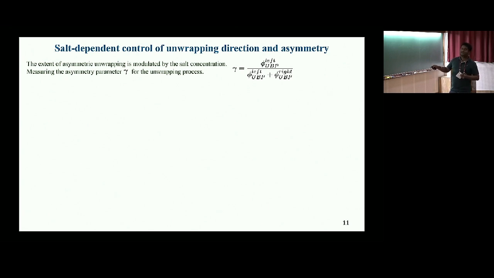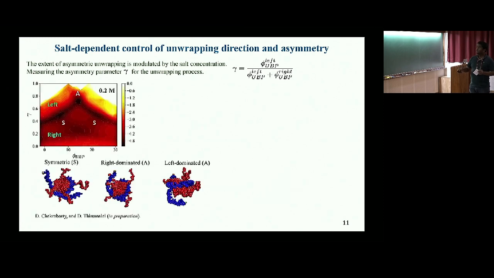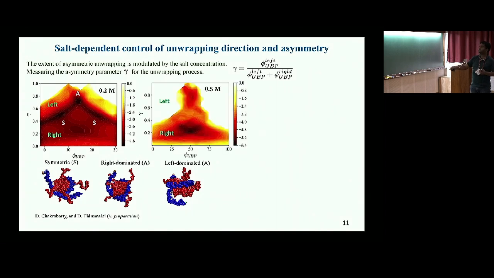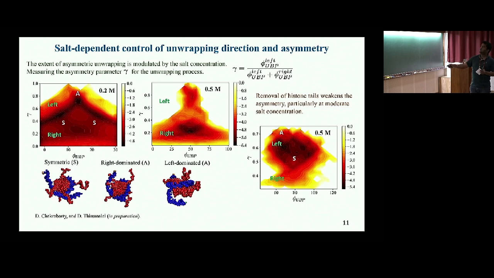We also wanted to get some idea about the asymmetry. The way we have defined the asymmetry is based on this ratio, the number of base pairs that are unwrapped from the left side and the right side. Interestingly, what we find is that at 0.2 molar salt concentration, there is not really much of a preference between the symmetrically and asymmetrically unwrapped states. But as you go to something like 0.5 molar, one side starts to win. Interestingly, when you chop off the histone tails, you do not see that asymmetry. So that signature of asymmetry is lost as you chop off the histone tails.